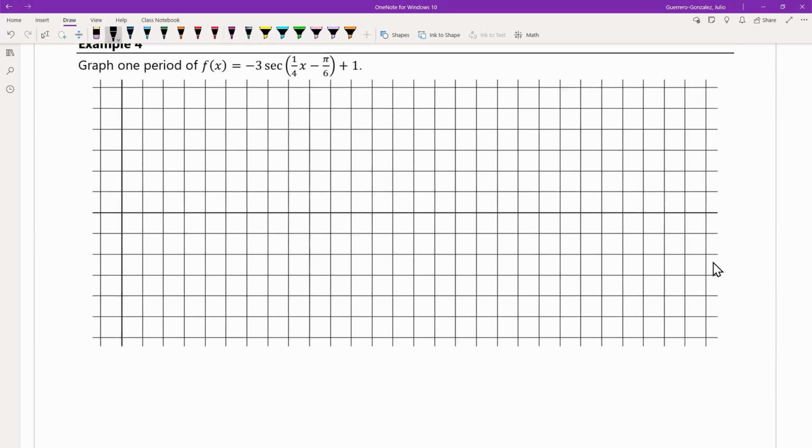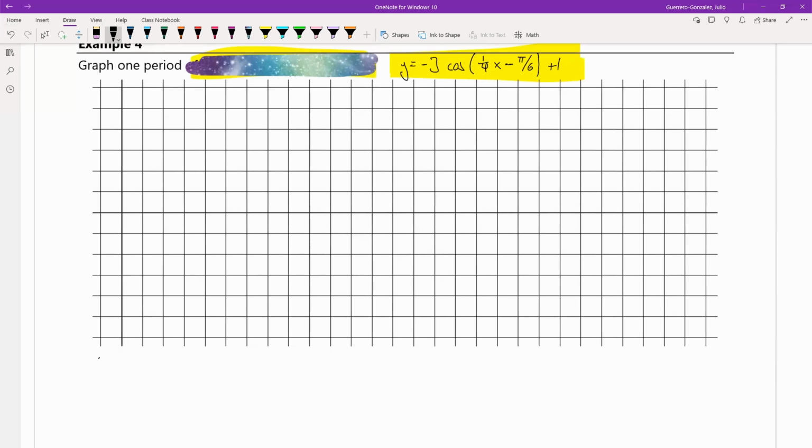So for secant, I don't want to graph secant. I want to graph the cosine. So I'm going to graph y is equal to -3 cosine of 1/4 x minus pi over 6, plus 1. So I'm going to graph this instead. Okay, I still want to graph this, right? But I'm going to do that at the end. So like I said, I'm going to blotch this out. So let's start with the calculations for this one.